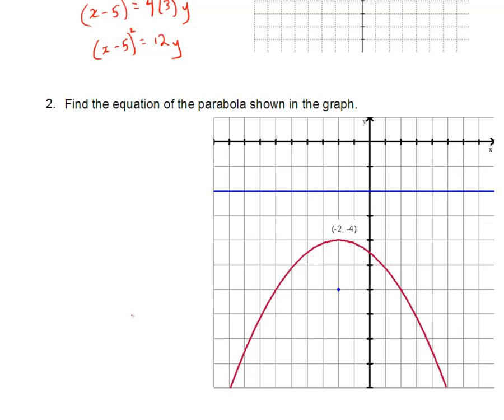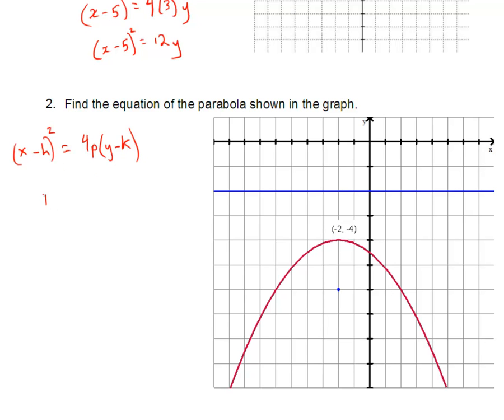Here we're given a graph and we're asked to find the equation. So this one opens down. So we know that the form is going to be (x - h)² = 4p(y - k). So there's our form. So as long as we can find h, k, and p, we're done.